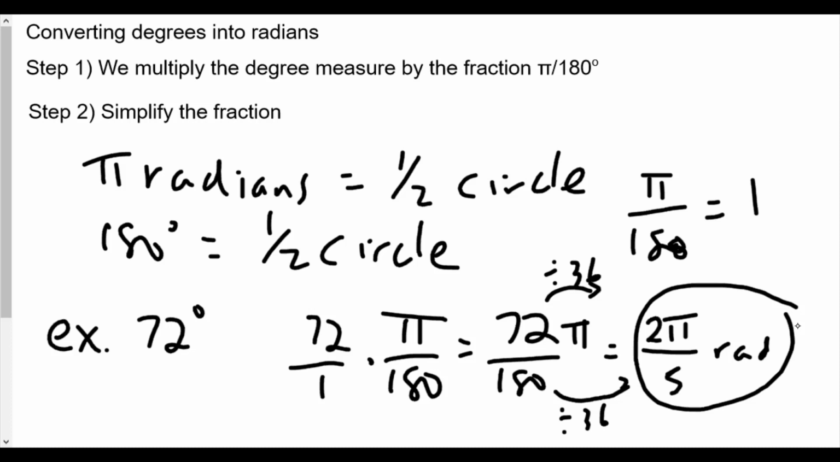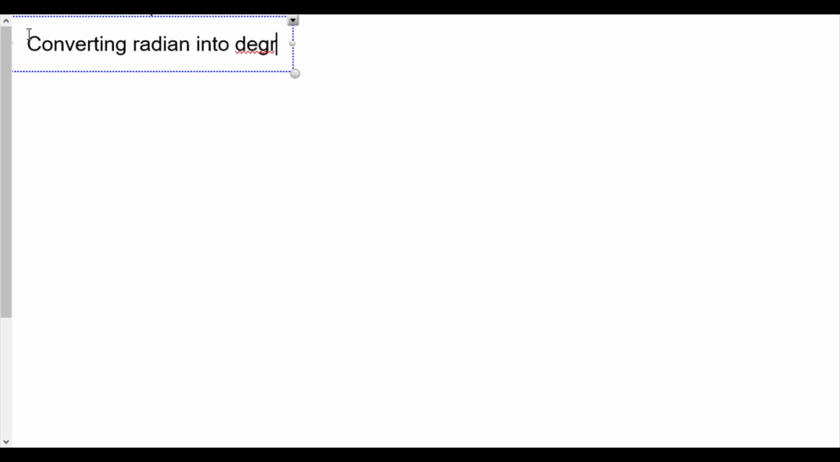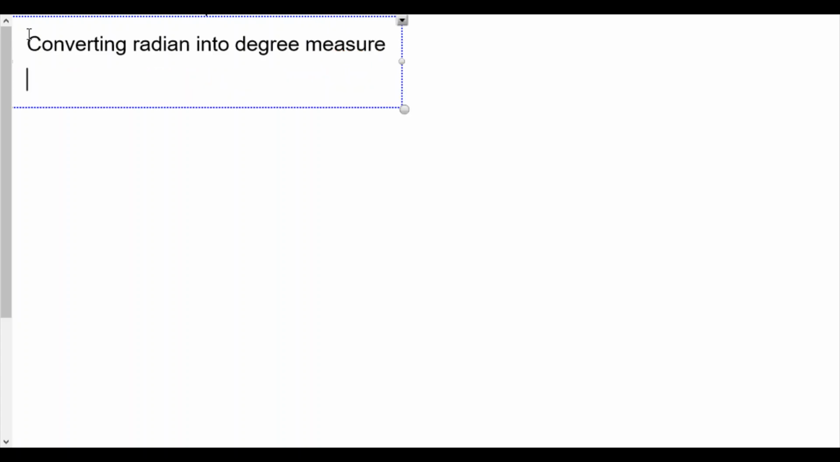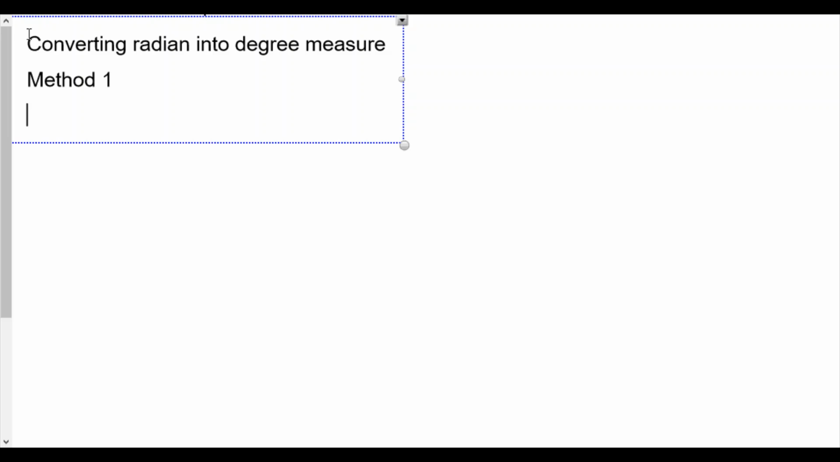All right, so there you go. This is a way to convert degrees into radians. Well, how do we convert radians to degrees? That's our next thing. So converting radians into degree measure. There are only two ways to do this. Method one.